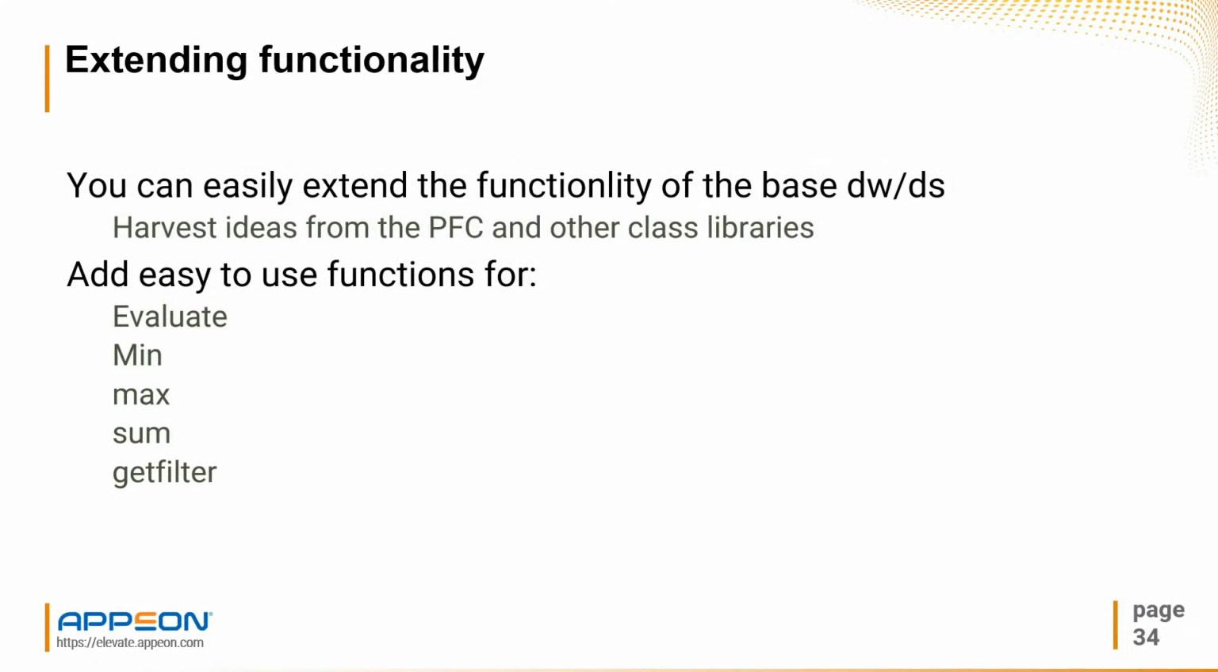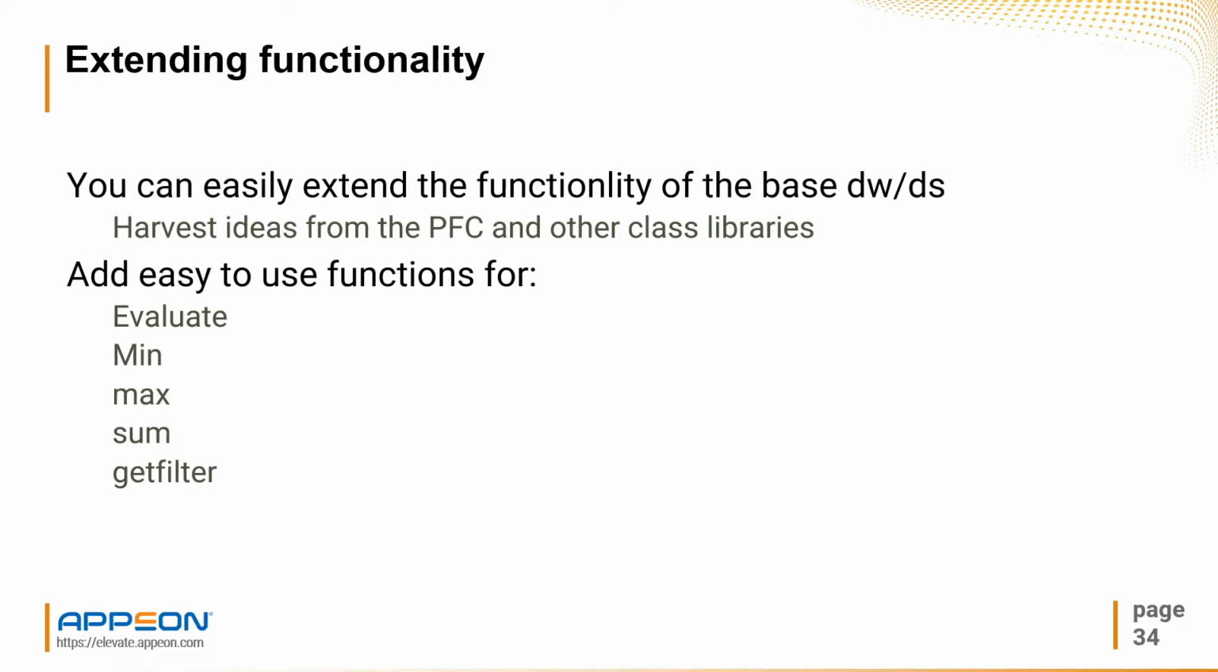So let's talk about extending functionality. You can very easily extend functionality for things that maybe you commonly use, but the data window and DataStore don't actually easily provide to you. For instance, getting an existing filter that's on a data window, you have to use a modify statement for that, or I'm sorry, the describe statement. You can just create a standard function called get filter. There's a set filter, but not a get filter. Go figure.